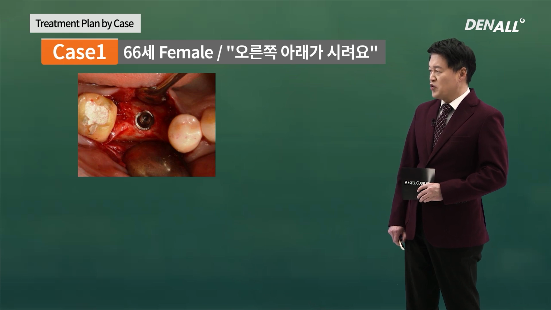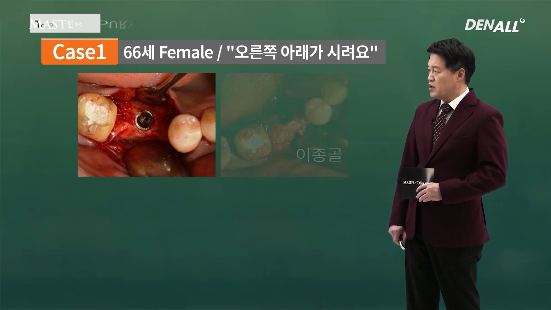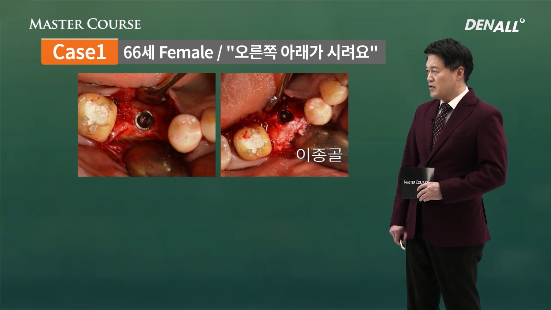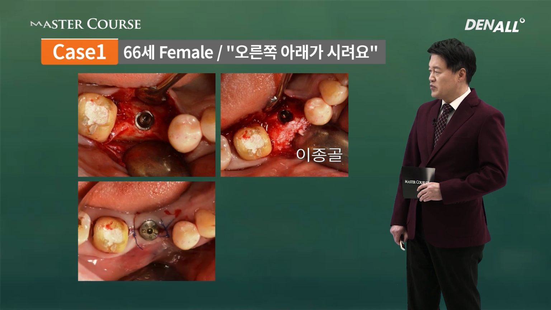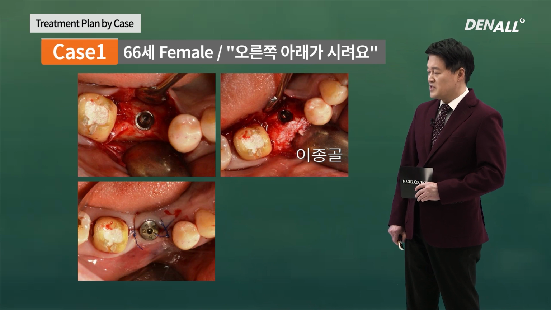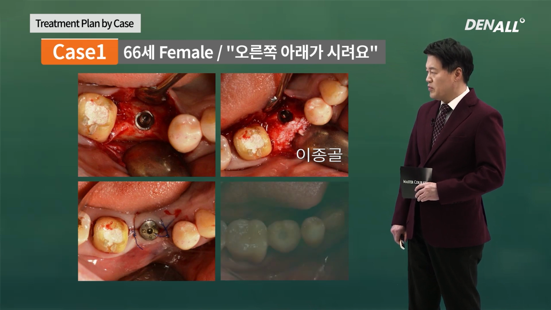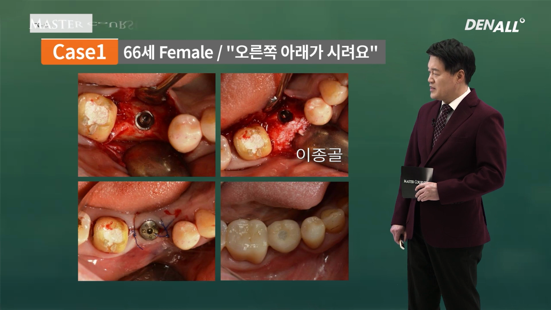Finally, the fixture drill was used and placement depth was adjusted, and as you can see, the fixture was not exposed buccally, but there was very little bone left. For implant stability, GBR was conducted. The healing abutment was connected immediately. Non-submerged GBR, in other words, transmucosal GBR was conducted and the prosthesis was completed.